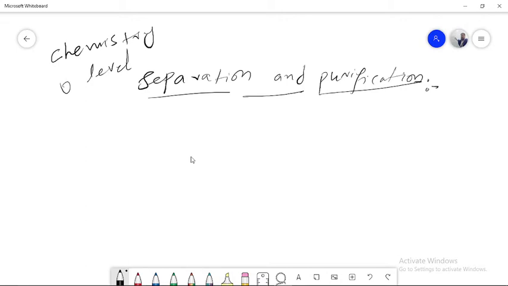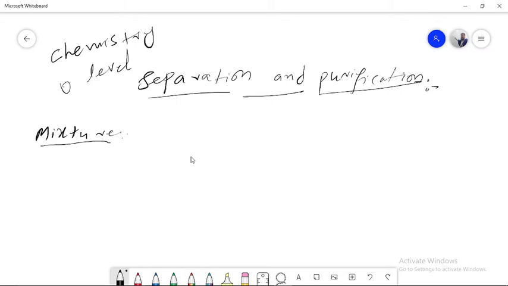Now this is the topic of O level chemistry. When we study this topic, firstly we study about mixture. What is mixture? Okay, this is the topic: separation and purification, how we separate the different mixture compounds, or how we purify the compounds. When we start this lecture, firstly we must know what a mixture is.